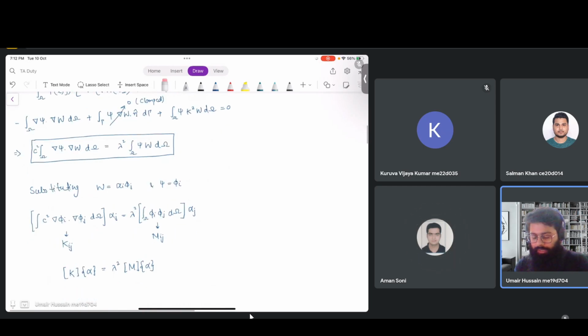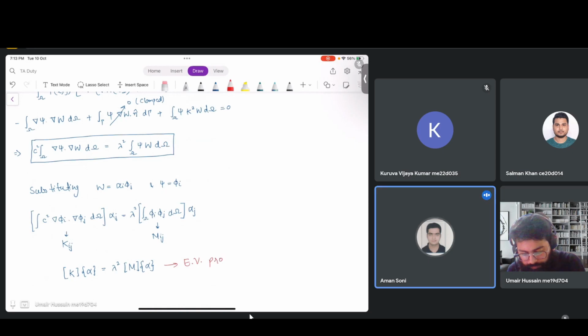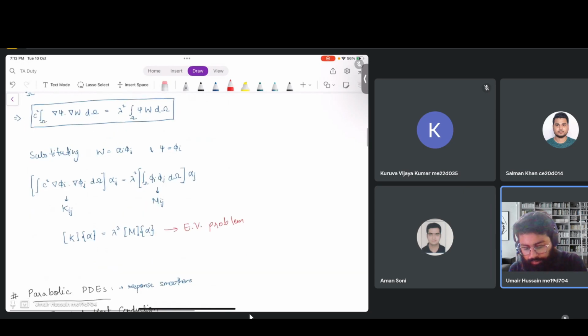So finally, this equation here would be an eigenvalue problem, and it's simple to get the eigenvalue for this problem. How do we get the eigenvalue? Can someone tell me? How do we solve this further?